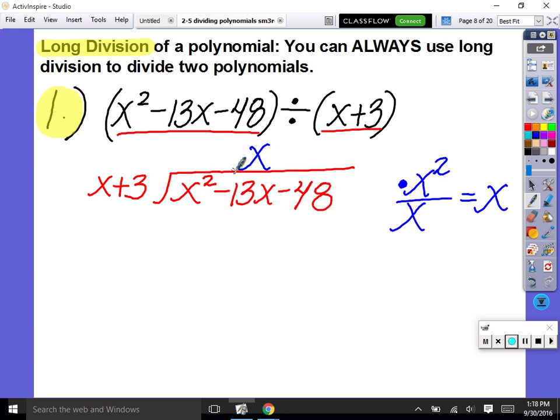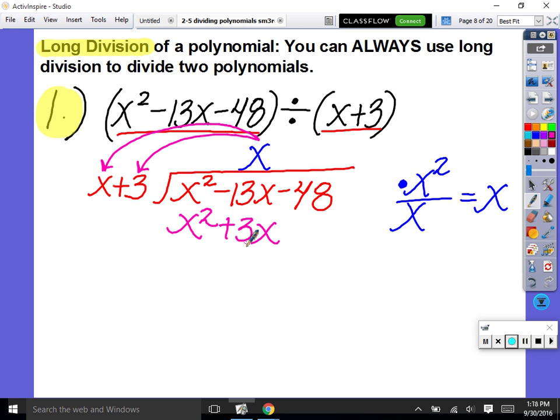Now I call this the circle because we're going to be working in a circle. We went over here, we did a bulletin point, we got x. Now we're up here. And now what we're going to do is take that x and multiply it back down here to both of these. So x times x is what? X squared. You're going to line it up with your other x squared. Does everybody see what I did? Now we're taking x times positive 3, which is positive 3x, correct?